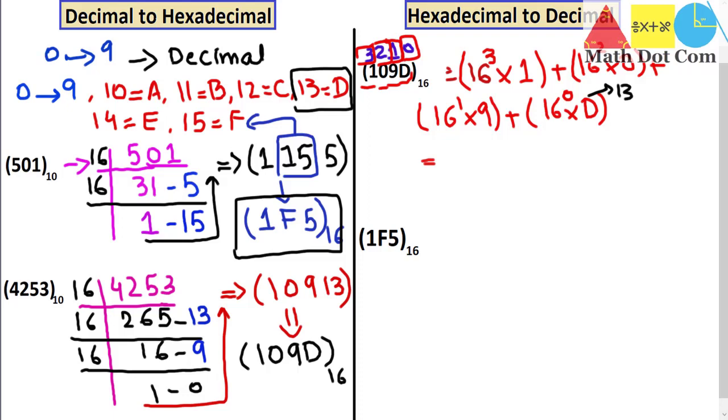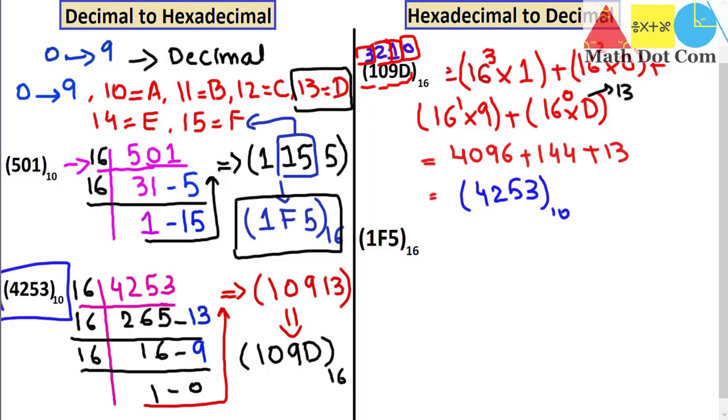16 raised to power 3 is 4096, plus 16 raised to power 2 into 0 will be 0, plus 16 into 9 is 144, plus 16 raised to power 0 is 1, and 1 into 13 is 13. So what we will get is 4253. This is the decimal equivalent of the given hexadecimal number, and it is exactly the same as the example that we have done here. So these are the same. So it is verified that the answer is correct.